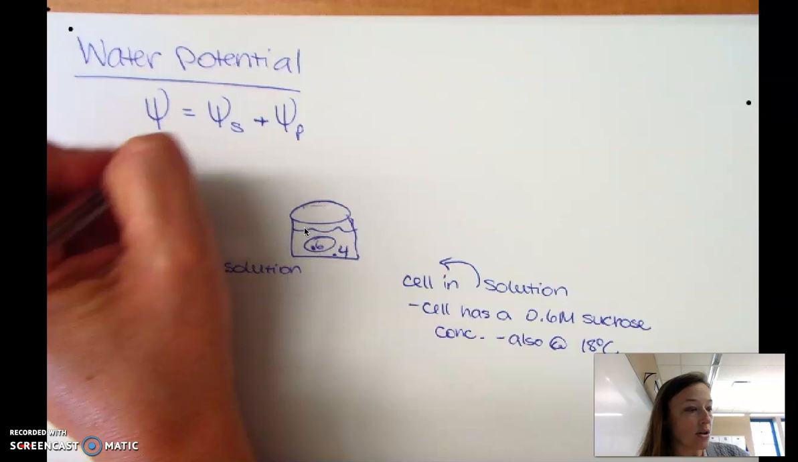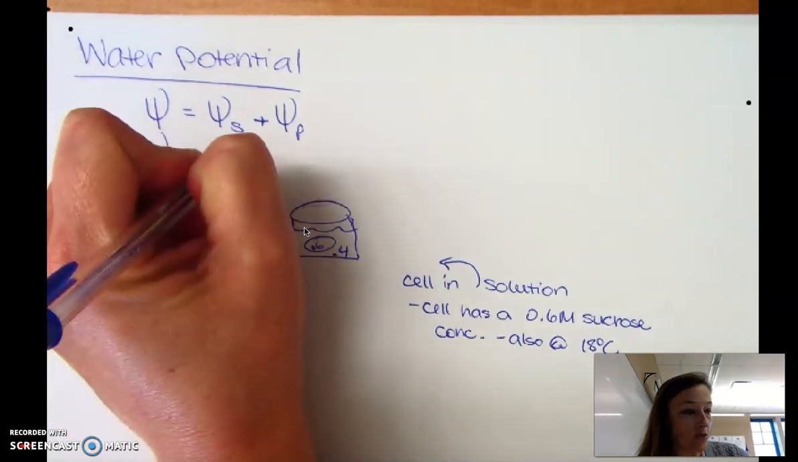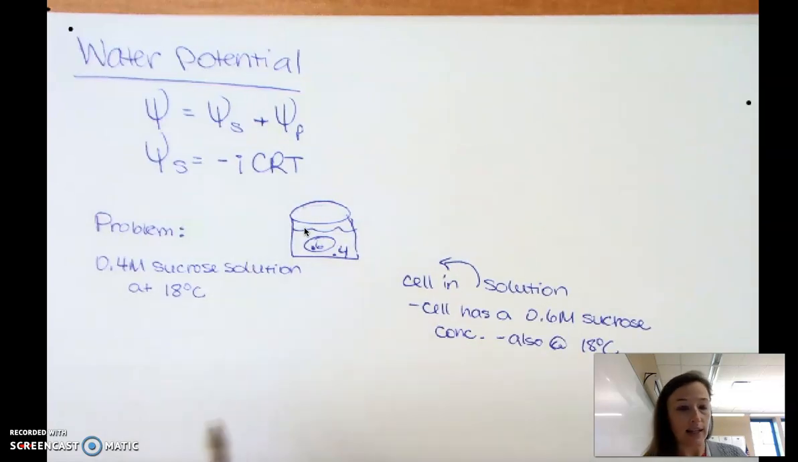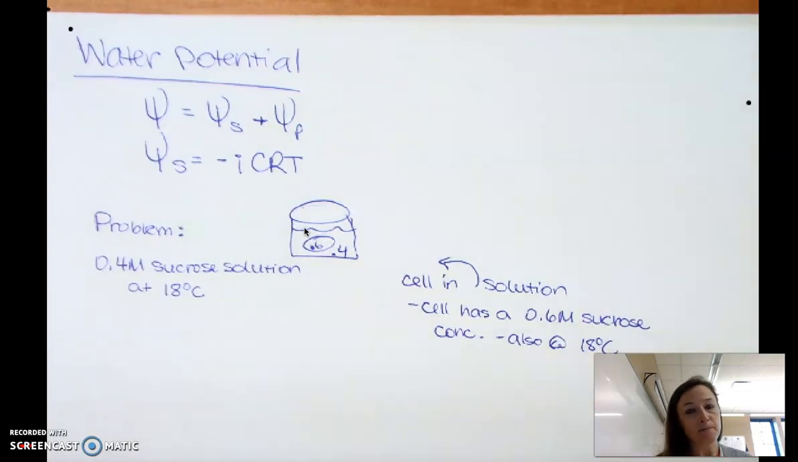Solute potential has a formula of negative iCRT. Don't forget the negative. That's what people often forget. And i is the ionization constant. That's the number of molecules something breaks up into when it's in water. So something like salt, NaCl, splits into Na and Cl when it's in water, and so it has an ionization constant of 2. Something like glucose, when it goes into water, stays its one little molecule of glucose, and so it has an ionization constant of 1.